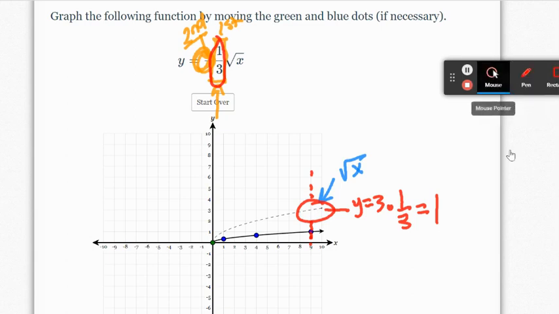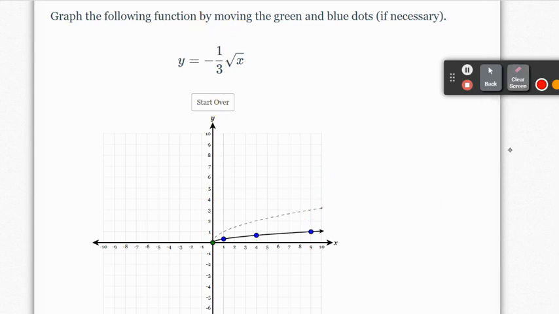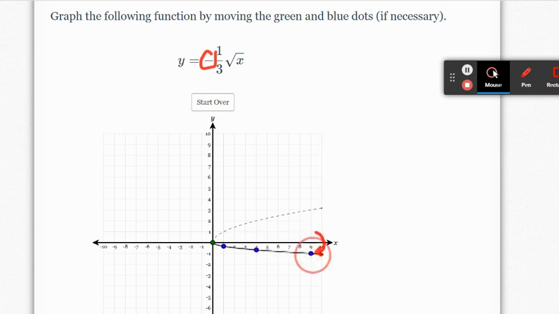I'm going to clear the screen there. And then what I want to do is take care of this negative sign now. So all the negative sign does is whatever you've done with compressing it, all these dots just need to reflect over the x-axis. So I just need to drag that dot right down to -1. So it squished 1/3 as high, and now I just reflect it to go to the opposite side of the x-axis. And we have it.